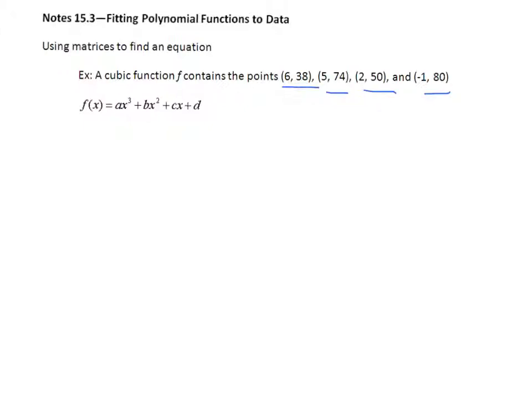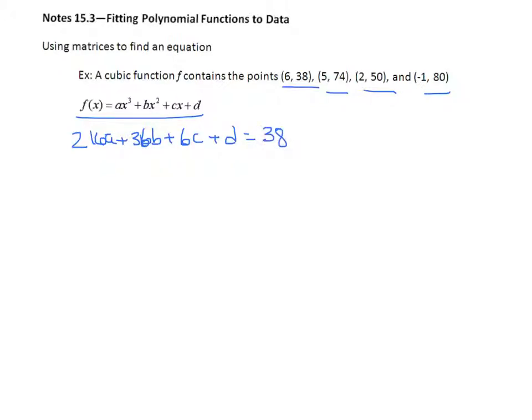And we are going to start by writing an equation by plugging in the points for x and y in the function here. So I'm going to start by putting 6 in for x, and 6 cubed is 216. So I have 216a plus 36b plus 6c plus d equals the y value, which is 38.